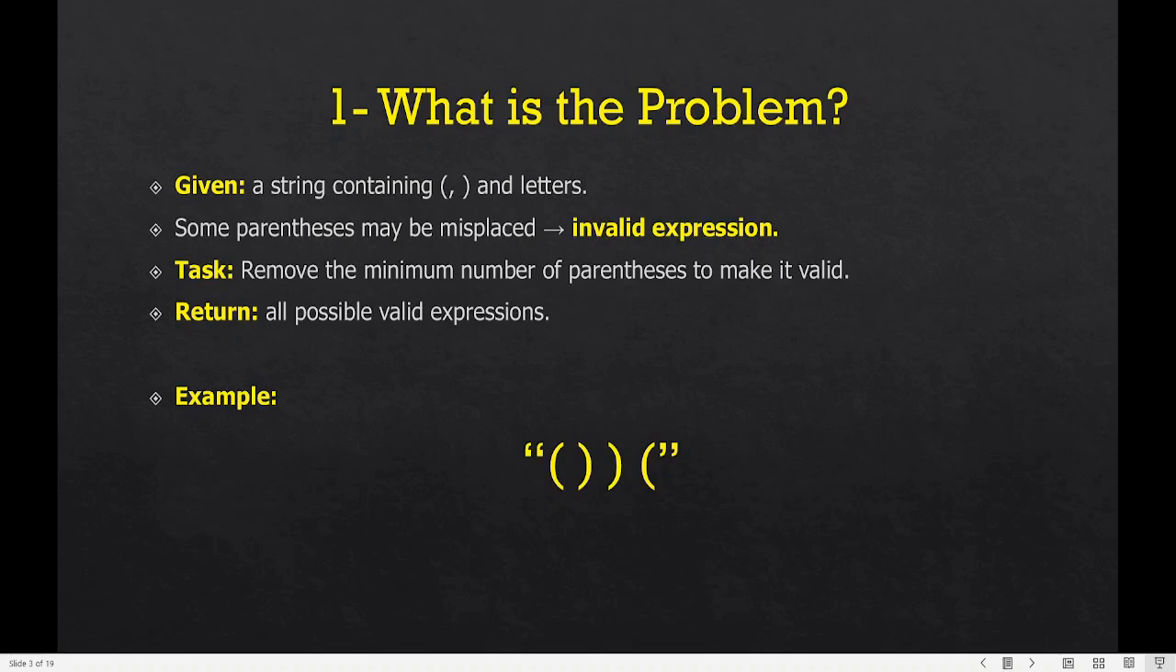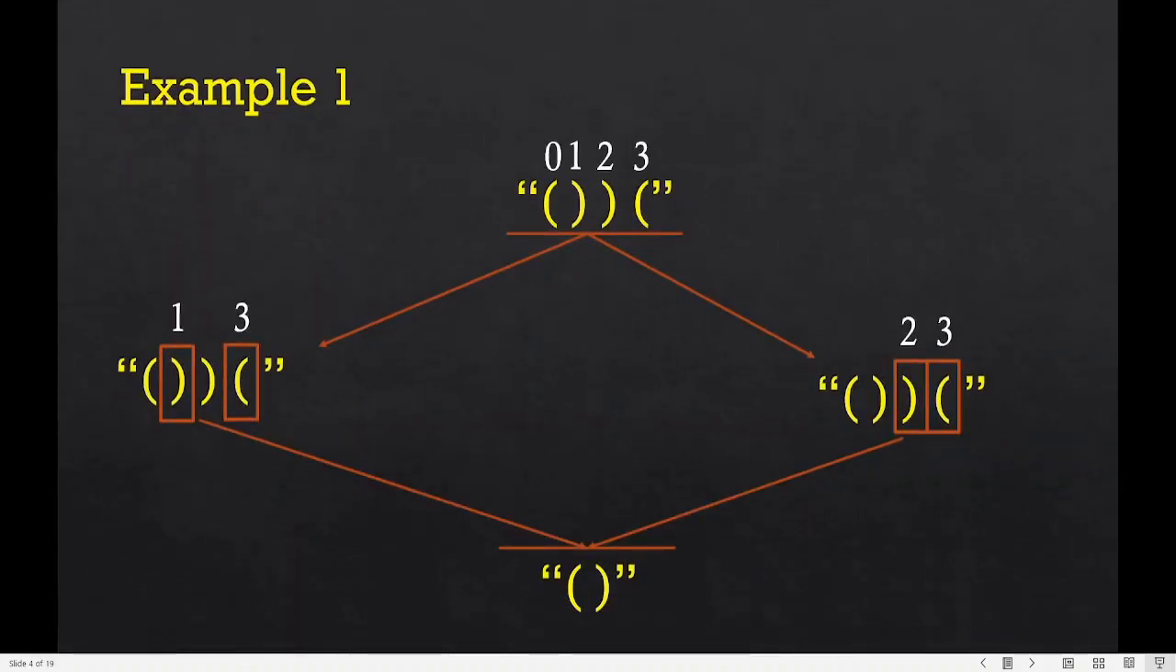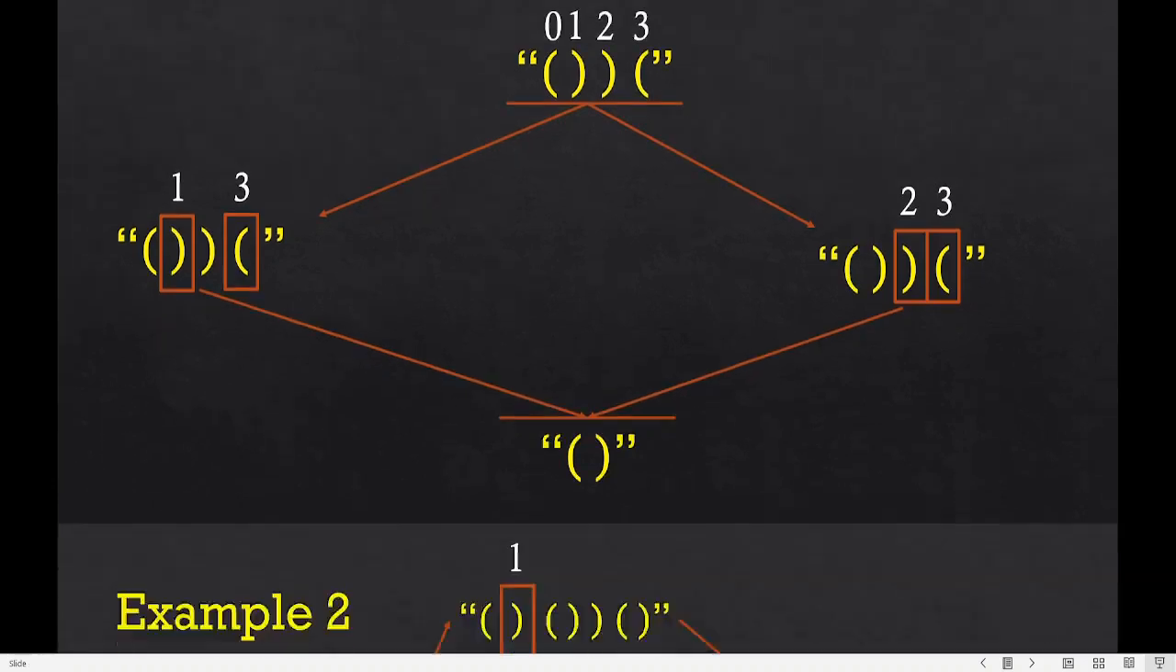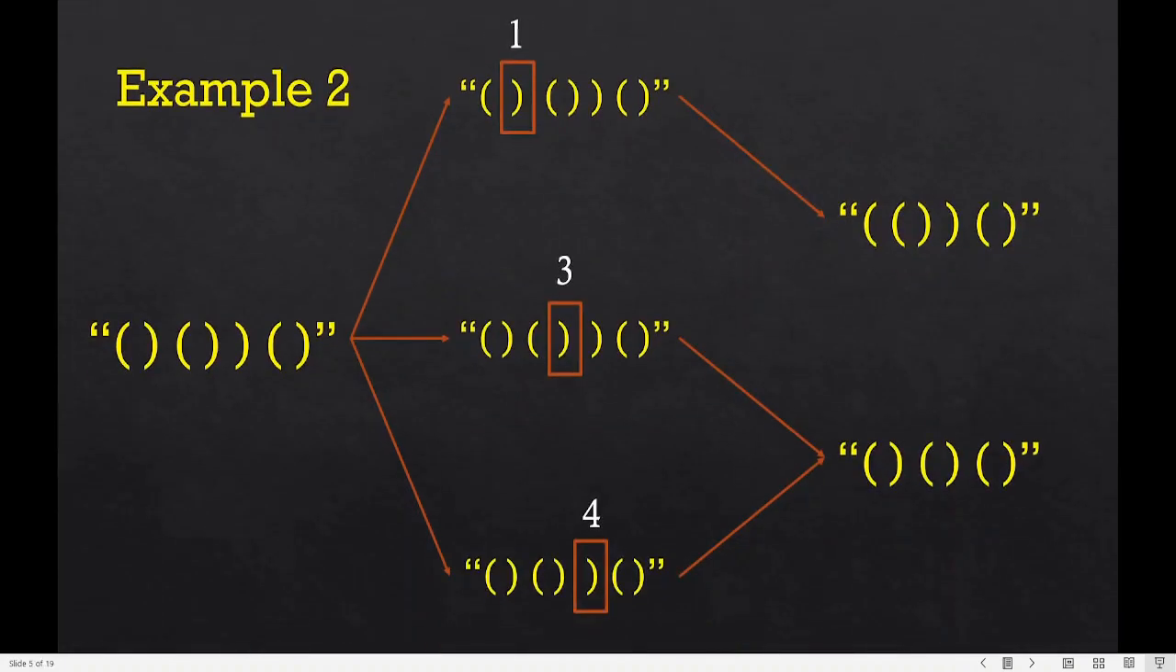Now let us take some examples to understand this problem again. First of all, this problem is the same as provided on the previous page. Now you can see here we have two ways to solve this invalid expression. There are two ways to make this invalid expression into a valid one. First way is to remove the first and third index and get a valid expression. Second way is to remove the second and third index and get a valid expression. Now take a look at the second example.